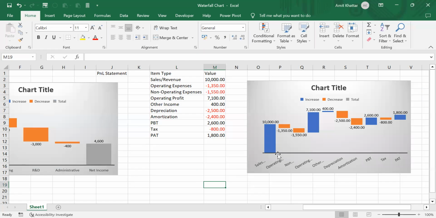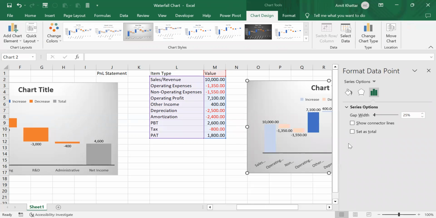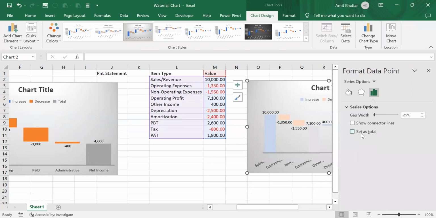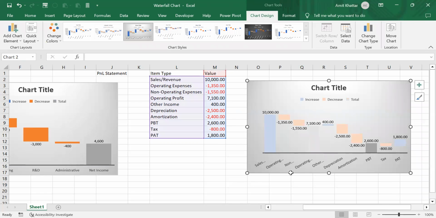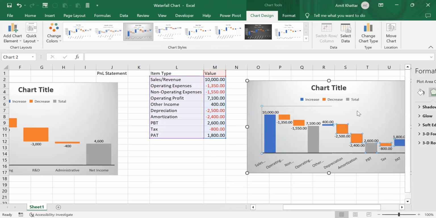So over here, my starting point is my sales. The deduction is in the form of operating as well as non-operating expenses. Operating profit, I can make it a total. Control double click, that is total. Further, this other income is an incremental addition. Depreciation is a deduction. Amortization is a deduction. My profit before tax is another output, that is total. Then further, my tax is a deduction and my profit after tax is another final output.